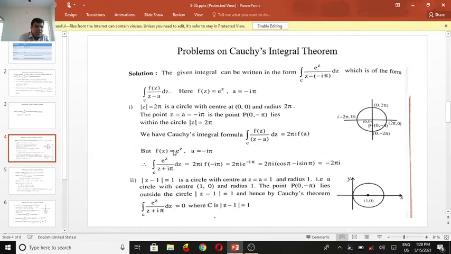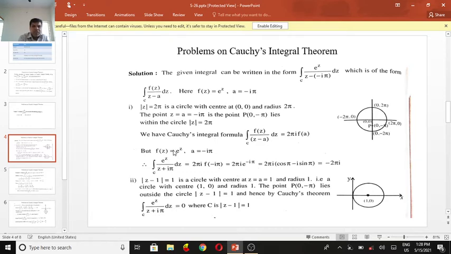Here f(z) is equal to e^z and a is -πi. Therefore, substituting, the integral of e^z divided by (z + iπ) dz is equal to 2πi f(a), where a is -iπ.